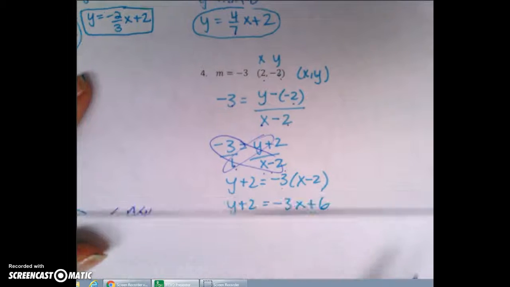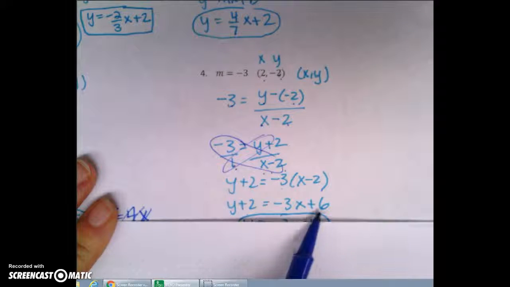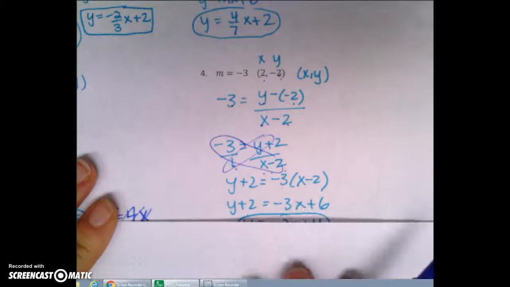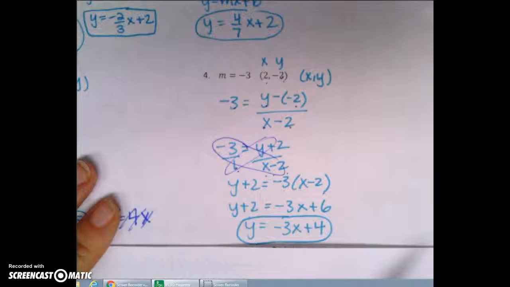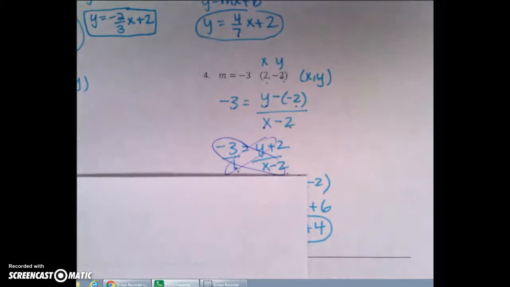I'm going to distribute that -3. I need to get y isolated, so I'm going to subtract 2 from both sides. When I subtract 2, I only subtract it from the 6 because they're like terms. Y equals -3x plus 4. How do we do on that side? Pretty good? I hope so.